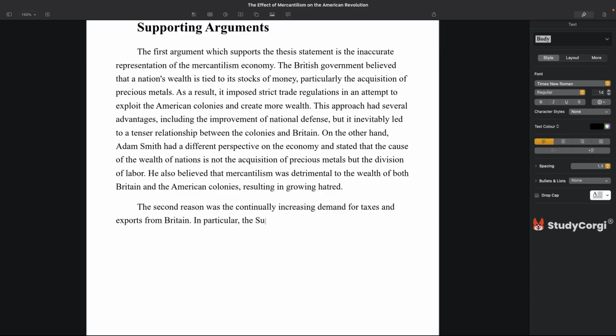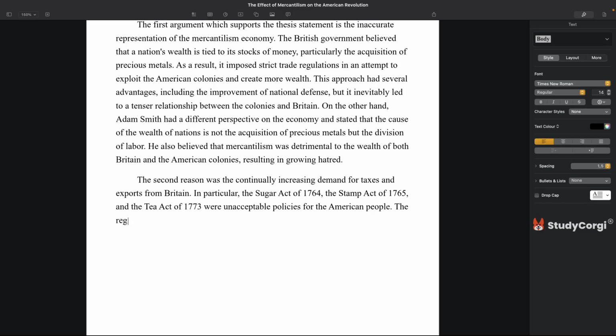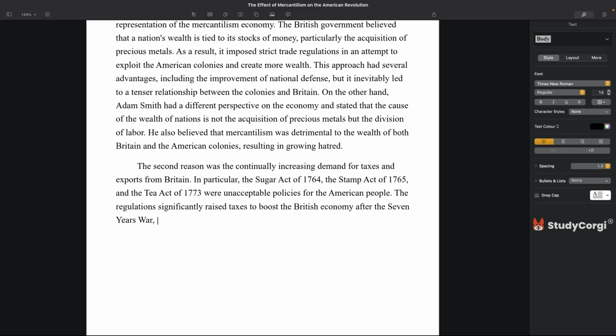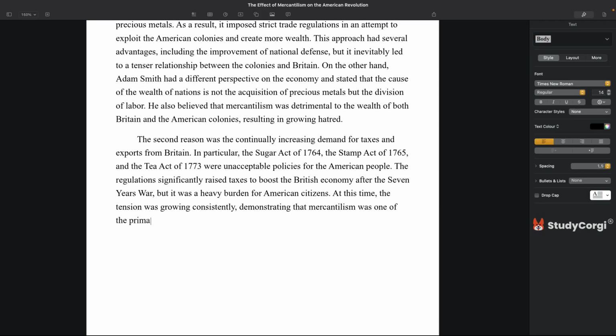In particular, the Sugar Act of 1764, the Stamp Act of 1765, and the Tea Act of 1773 were unacceptable policies for the American people. The regulations significantly raised taxes to boost the British economy after the 7 Years' War, but it was a heavy burden for American citizens. At this time, the tension was growing consistently, demonstrating that mercantilism was one of the primary reasons for the American Revolution.